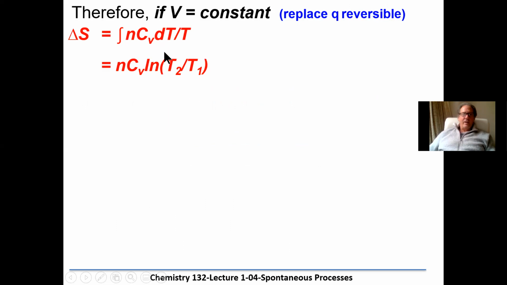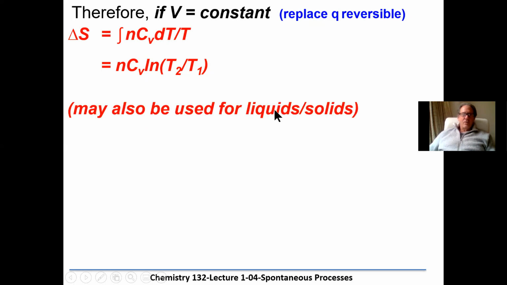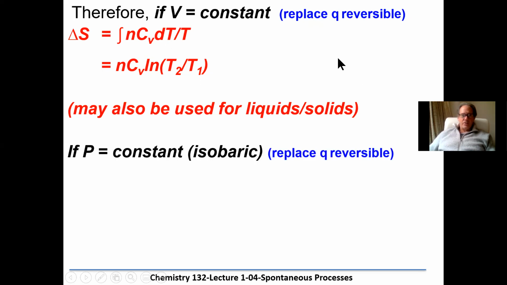And we can, again, recognize it's an inverse relationship to temperature, so we can use calculus and the area under the curve again. We get nCV ln T2 over T1. Constant volume is the defined path here. So in addition to gases, you can also use this for liquids or solids.